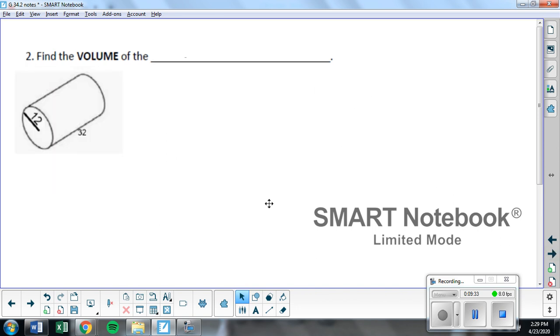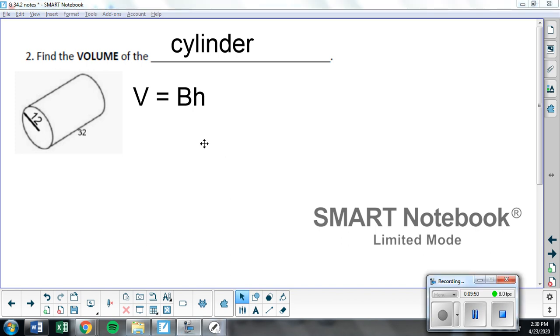Find the volume of the, what's this called? Looks like a circular prism, but we call it a cylinder. Don't call it a circular prism because it's not made of straight sides. Write your formula. And then neatly show some work off to the side for capital B.